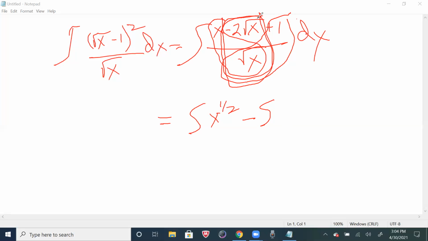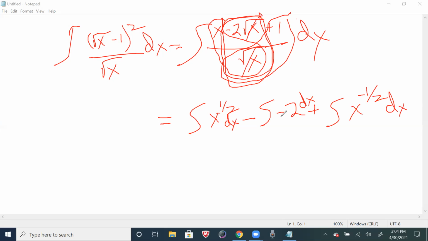What's the middle fraction? That's negative 2 root x over the square root of x, which is just negative 2. In other words, this cancels with that. Plus, and the third one? This is 1 over x to the 1/2, which let's make it look like x to the negative 1/2. You always want to put the x in the numerator.